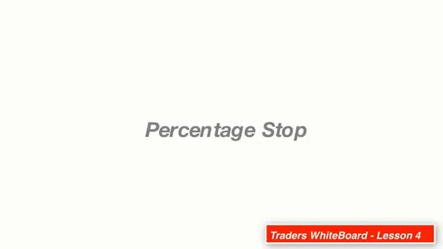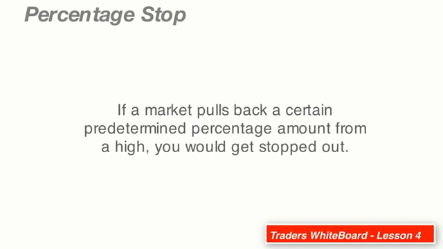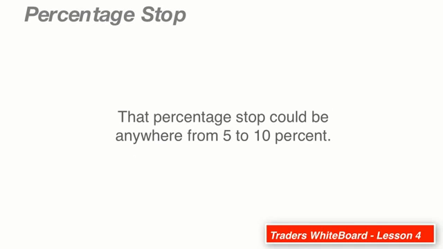Okay, let's move on to percentage stops. A percentage stop is exactly what its name implies. That is, if a market pulls back a certain predetermined percentage amount from the high, you would get stopped out. That percentage stop could be anywhere from 5 to 10%.